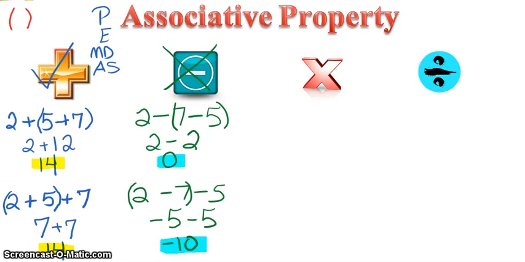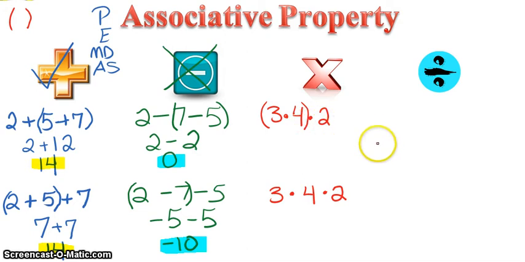Okay, now let's check multiply. Okay, let's try these numbers. 3 times 4, oops, times 2. This time I'll start by grouping the front, and then I'll do 3 times 4 times 2. If I change who's grouped together, think about what would need to be in parentheses this time. Yep, 4 and 2 must be together. Okay, so let's check this out.